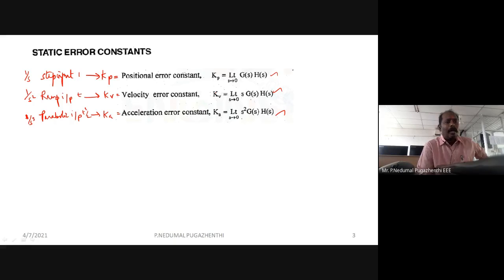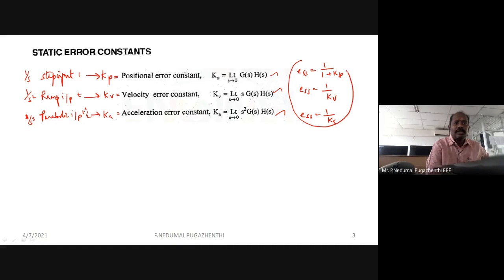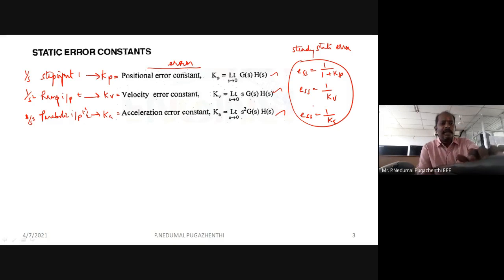And how we obtained these things, and what is the steady state error for these values. Here it is going to be 1 by 1 plus Kp, here the steady state error is going to be 1 by Kv, and here also the steady state error is 1 by Ka. These are all general notations for steady state error: the error constants Kp, Kv, Ka are given here, and the steady state error ESS is equal to these values. And we will derive that.